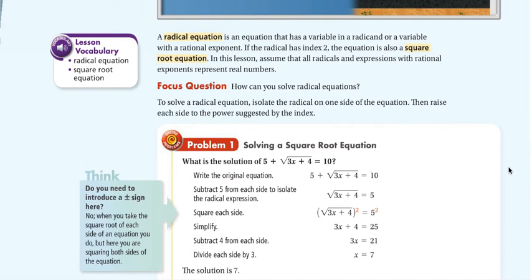All right, a radical equation is an equation that has a variable in a radicand, or a variable with a rational exponent. If the radical has an index of 2, the equation is also a square root equation. In this lesson, assume that all radicals and expressions with rational exponents represent real numbers. So our lesson vocabulary in this section is the following: radical equation and square root equation. Please write down the words and their definitions.